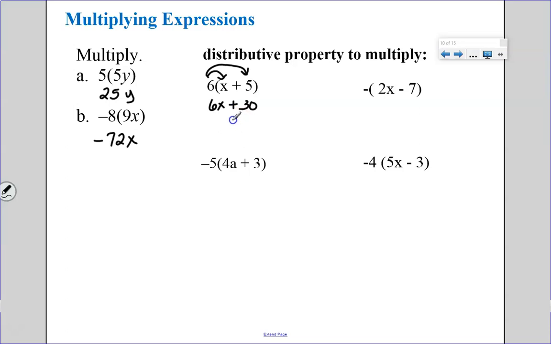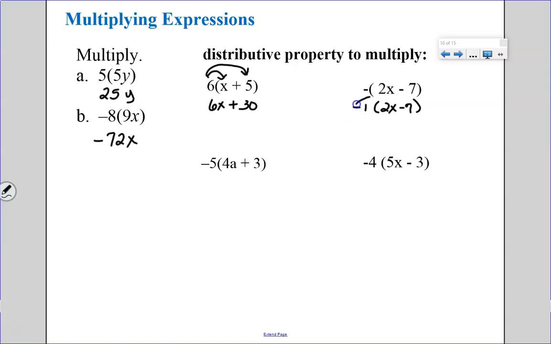A reminder, you do need to put the sign in here, because if there's two terms inside this parenthesis, there should be two terms in your answer. Again, these are not like terms, so that's as far as you can take the answer. Now on this one, you just see a minus sign out front. A minus sign out front means that there's an understood negative 1. So this translates into negative 1 times 2x minus 7.